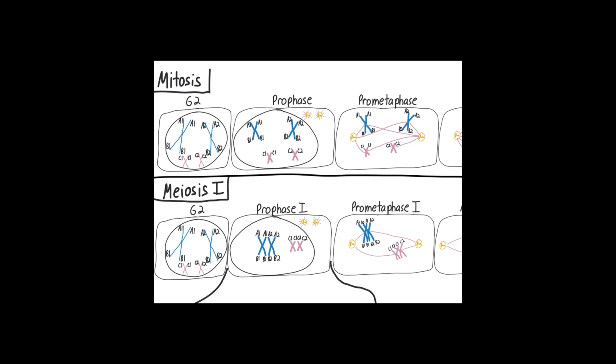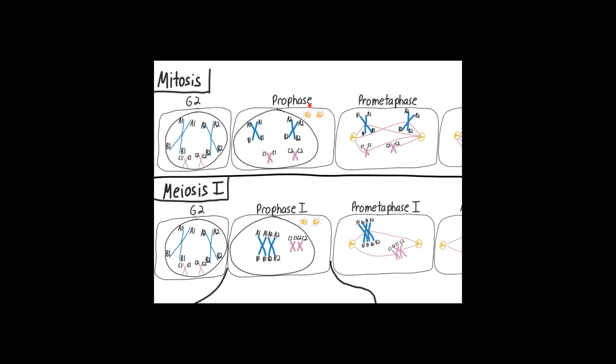In this example, we'll start in G2 and consider a cell with 2 chromosome types, a large blue type and the smaller pink type. Since the cell has already been through S phase, we can see that these chromosomes have been replicated. We will follow 3 hypothetical genes, the A, B, and C genes. And the cell is heterozygous for all 3.